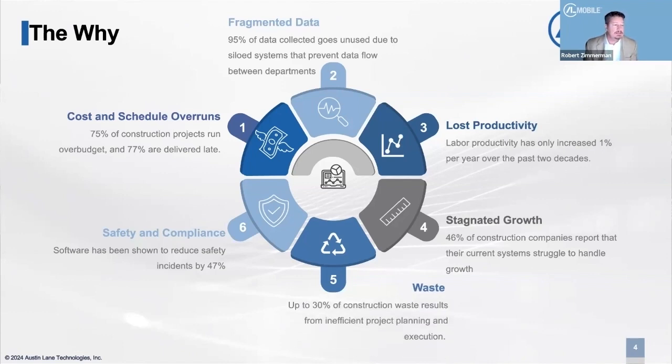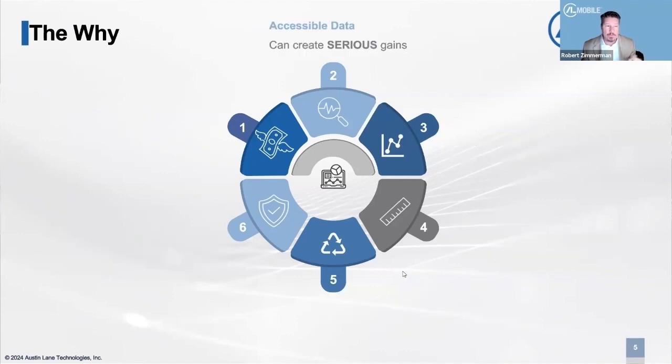The next thing is waste. 30% of construction waste results from inefficient project planning and execution. Okay, there's tons of software out there, construction management software, project management software that can be implemented to help in this area. And we're going to talk about that. But here's a few reasons why, and there are even more reasons why that you can look at, because accessible data amongst many different divisions within a construction company can create some serious gains.